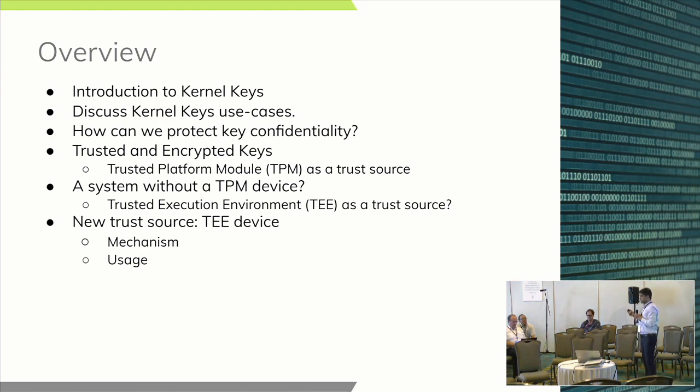Firstly, I will briefly provide you an introduction to the kernel keys and their use cases. And then we will see how trusted and encrypted keys provide confidentiality protection to those from any user space compromises. Those trusted and encrypted keys depend on a TPM device as a backend. Then we will discuss a system without a TPM device, especially an embedded system, and see how a trusted execution environment could fill in that gap as an alternative. Lastly, we'll have a look at the mechanism to have TEE-based trusted keys and the usage details. Okay. So let's get started.